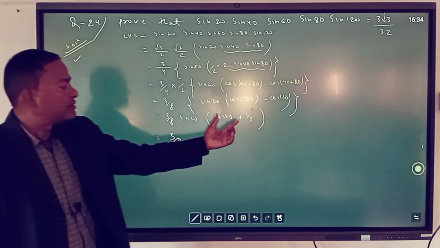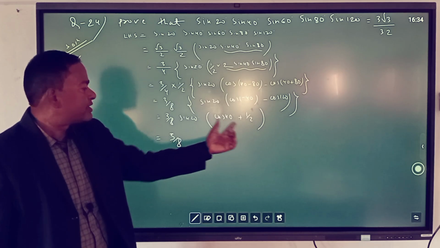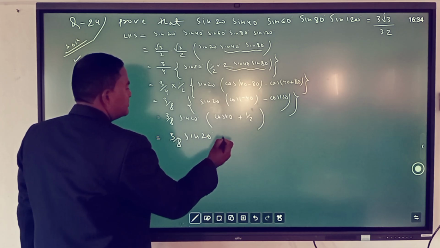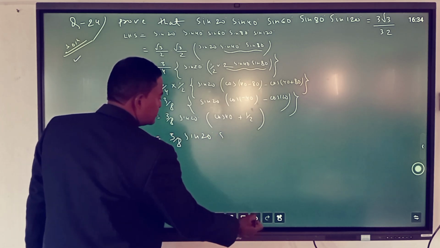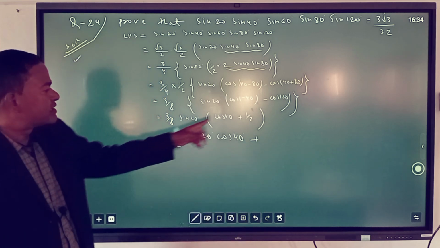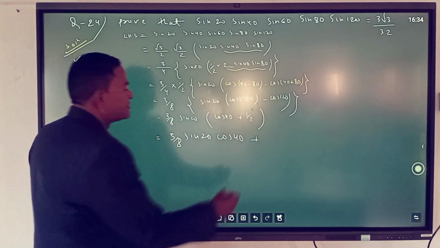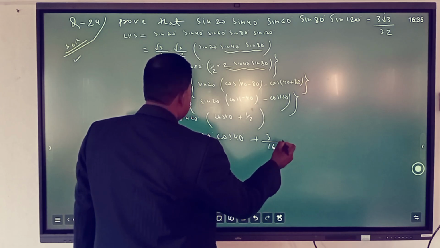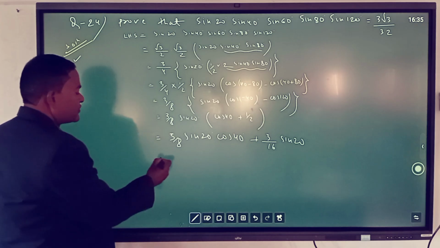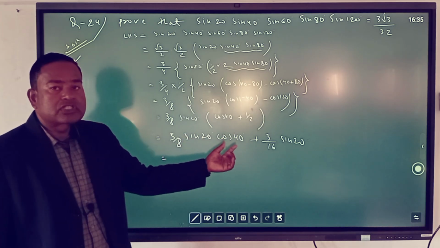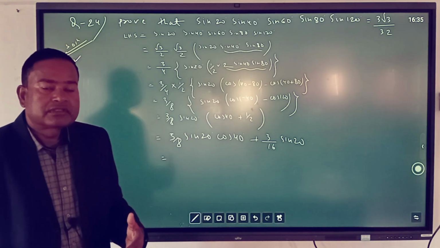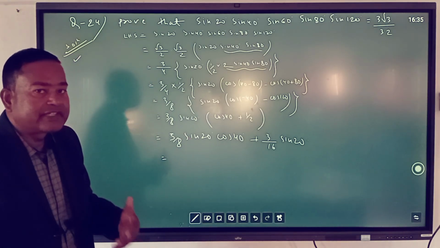Now let's open the bracket. Let's multiply the terms inside the bracket by 3 by 8 sin 20 degree, plus 3 by 8 times 1 by 2, we get 3 by 16. 3 by 16 sin 20 degree. Dear student, now again sin 20 and cos 40, they are in the product form. So let's multiply and divide by 2.